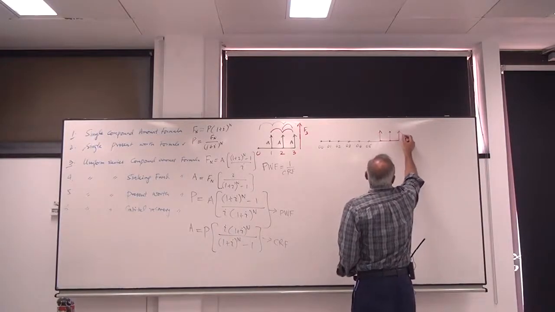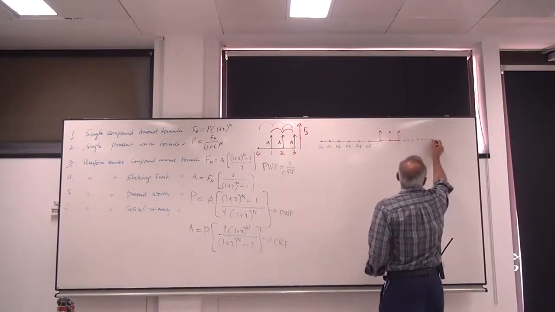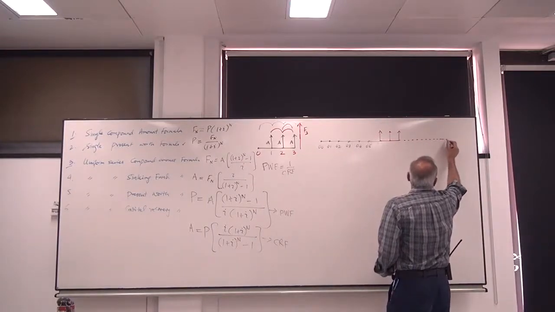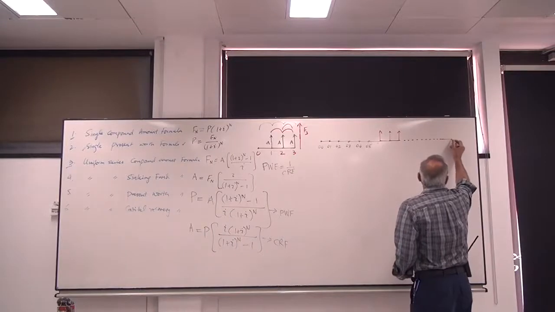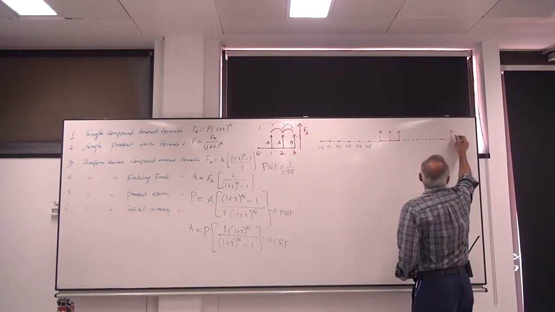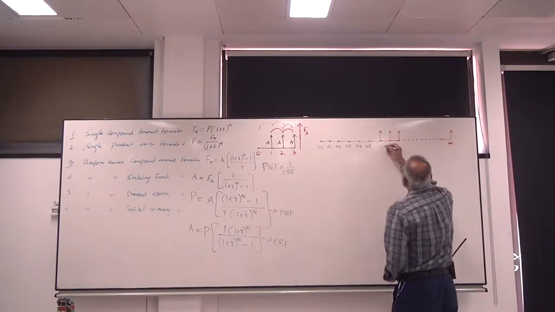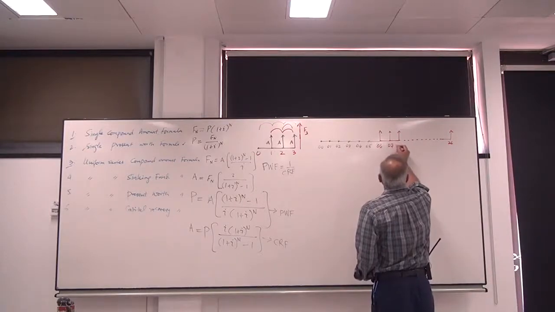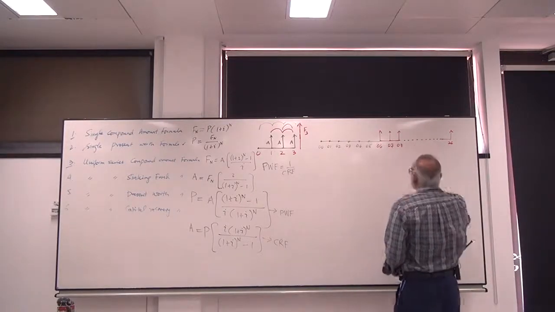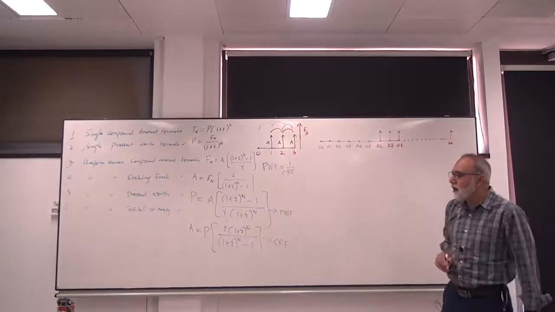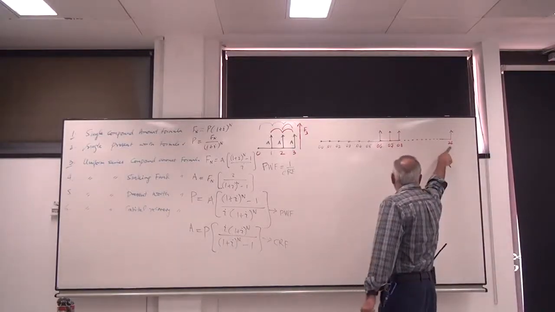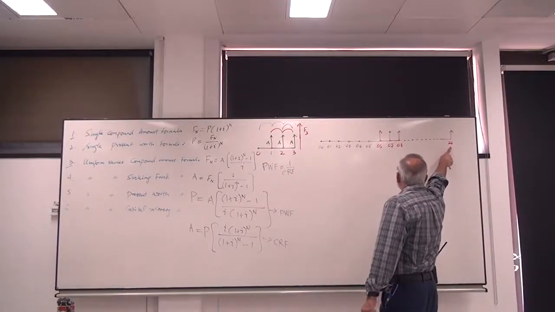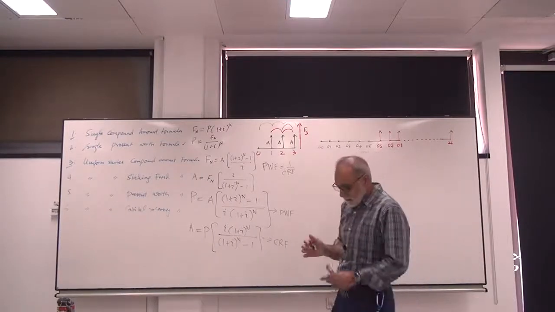Annual payment occurring, which goes on till the end of 2025, which is 26 here. So this is 06, 07, 08, and it continues till the end of 2025, which is the start of year 26. So this becomes 21 years of annuity.